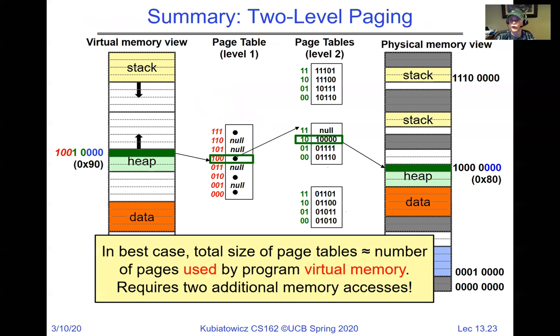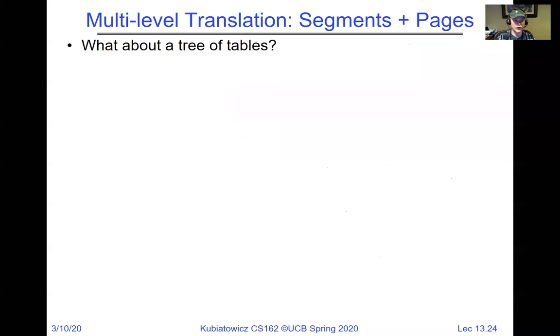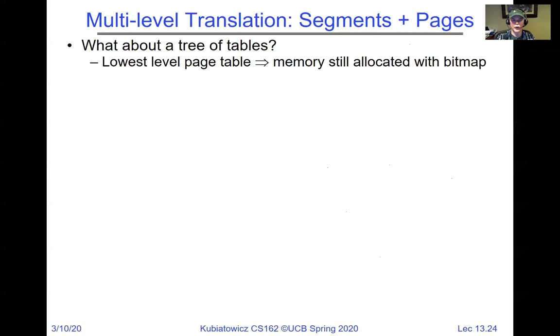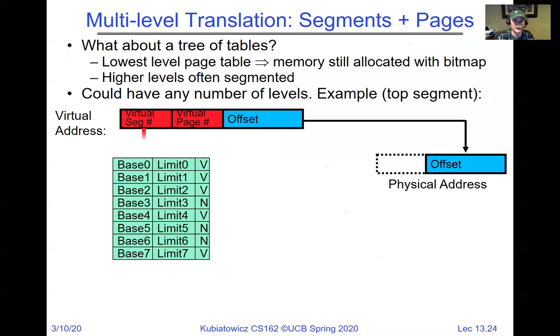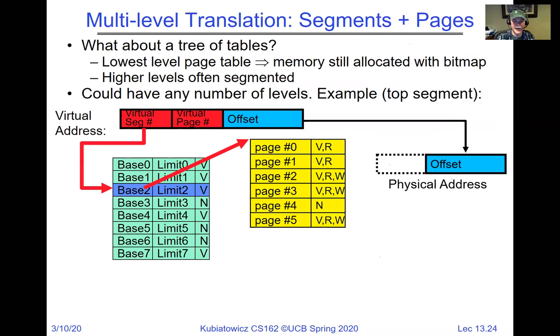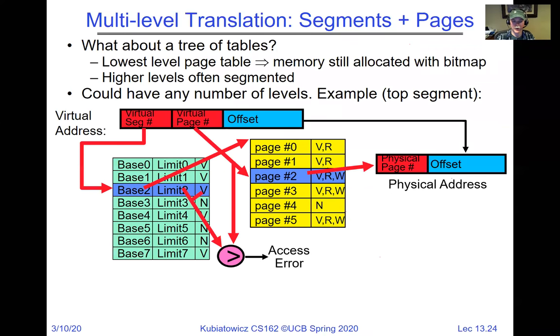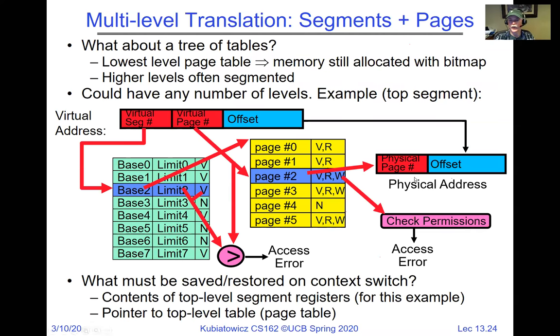This idea of multi-level page table is easy to generalize. So for instance, we could have a tree of tables where the top level gives you a segment ID, so we copy the offset. We do a segment, and then that gives us a page table, which we then map to give us a physical page number. And we could have access errors and permissions. So now this is two levels, top level of which is the segment. Next level is page table. We could do multiple levels of page table, et cetera. These are all possibilities. There are multiple levels of translation.